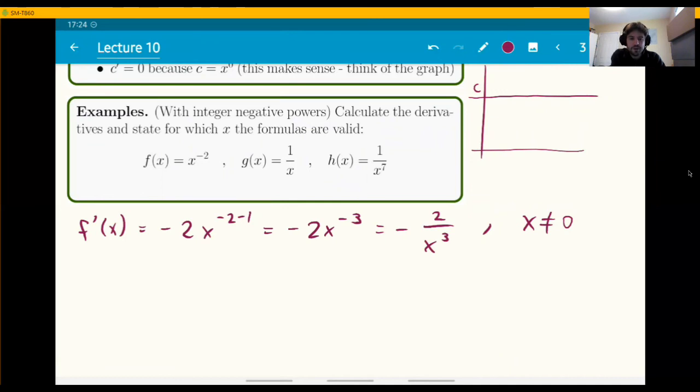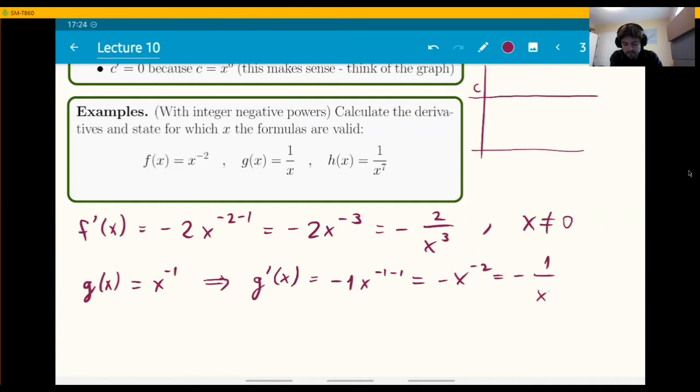Now this g of x here, 1 over x, looking at it, you don't see immediately that this is x raised to something. If you want to use the power rule, you have to have x raised to something. But it actually is true. G is x to the minus 1. 1 over x is x to the minus 1. So once you know that, you know g prime. G prime is minus 1, x to the minus 1 minus 1, or minus 2. Which is also minus 1 over x squared, again for x different from 0.